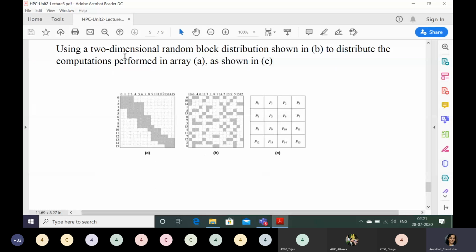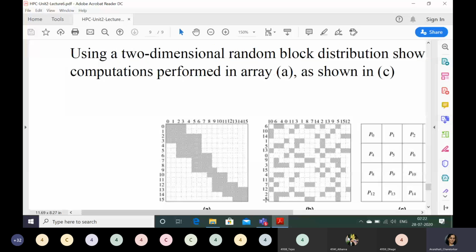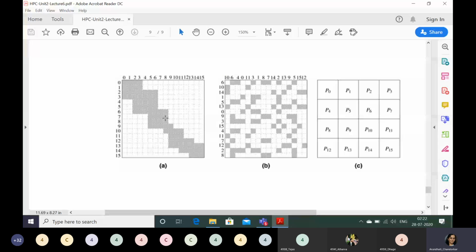Using a two-dimensional random block distribution shown in B to distribute the computations performed in array A, it is shown in C. Let me zoom in. This is the sparse matrix case we just discussed. What are the drawbacks if you go for block cyclic? Now it is solved by randomization.